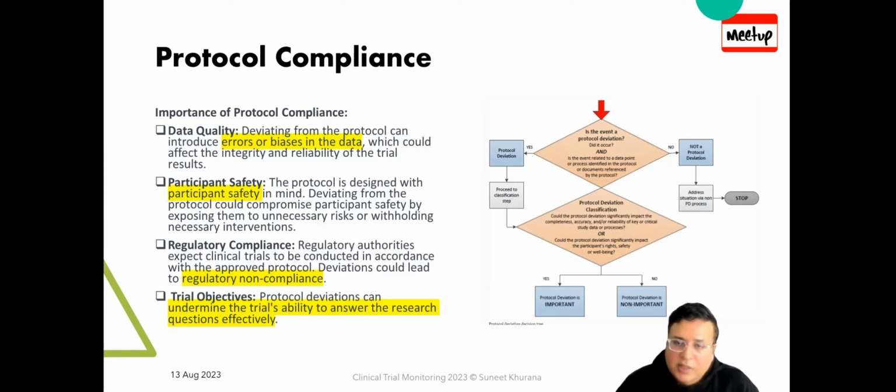So the process is: is the event a protocol deviation, yes or no, and how do you classify it, major or minor? There are two types of deviation: those which are significant, affecting patient safety, and the other ones which are not affecting patient safety.